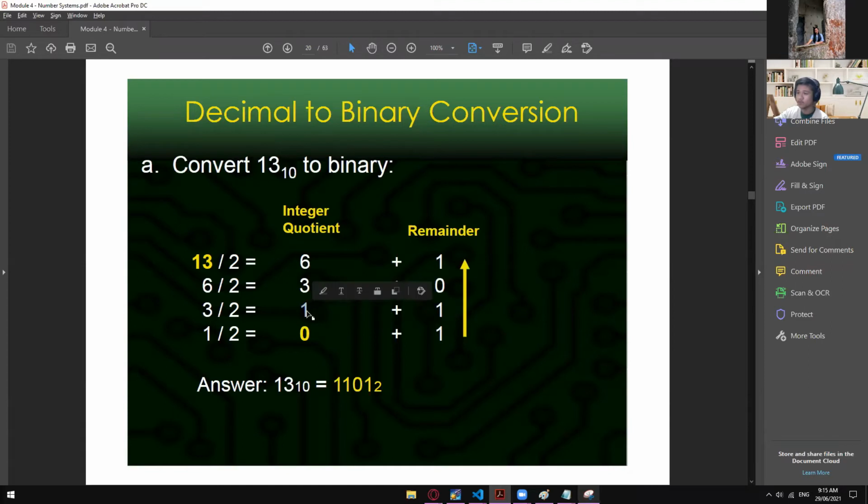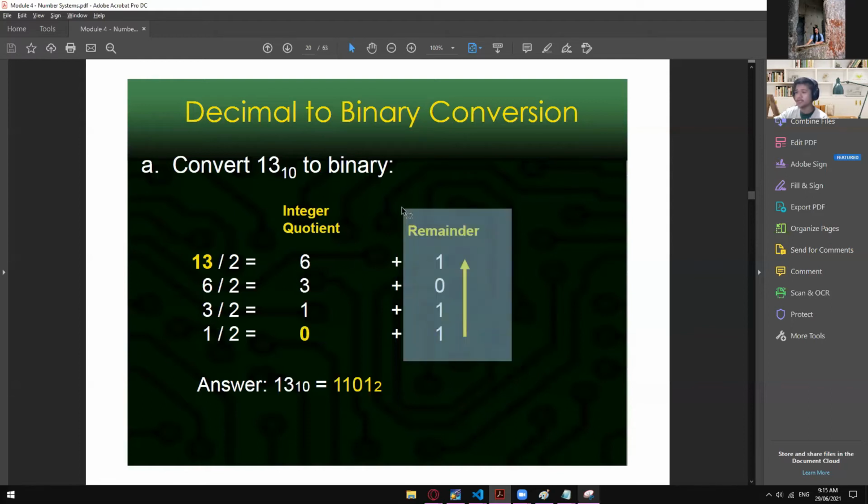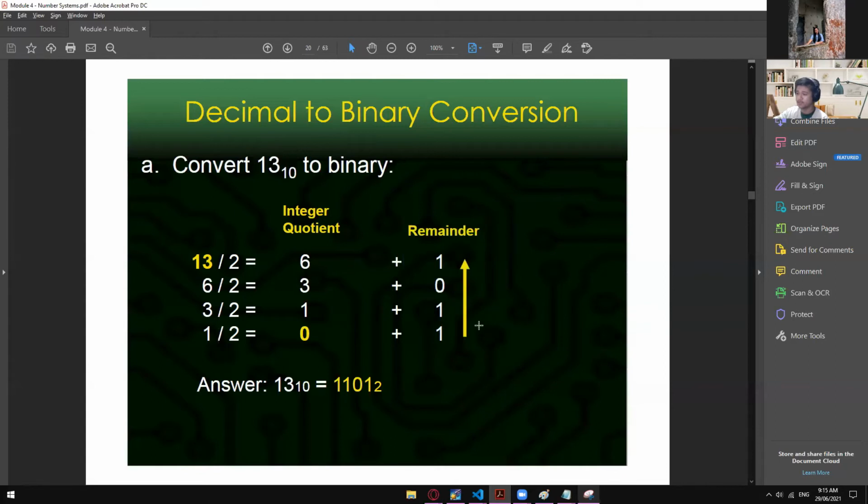And then the last one: 1 divided by 2 is actually not possible, or we could say it's possible but the result is 0.5. That's the reason why the integer quotient is already 0, and the remainder is 1. As a result, the final answer would be the remainders. Starting from the bottom, it's 1101. So 1101 base 2. From 13 base 10, it is now converted into binary base 2.